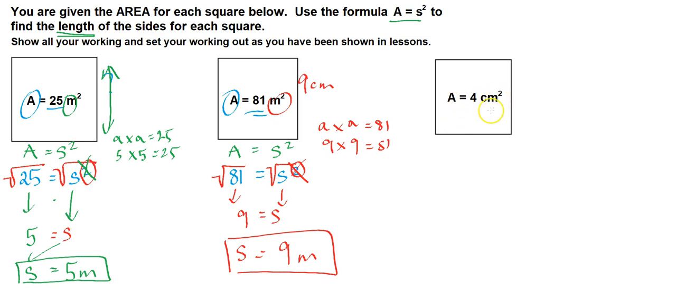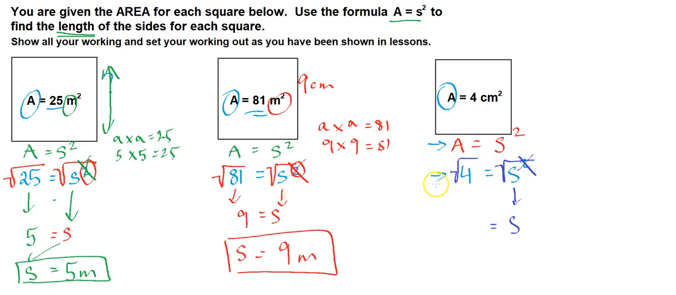Last one here, the area is 4 centimeters squared, so let's go through the same process. That's the formula we're using. I know what A is, so rewrite this formula with what I know. It's 4 centimeters squared, and I still don't know the side. I need to isolate the S so that I'm left with just S on this side. The opposite of squaring is the square root. That gets rid of that, and I'm left with S on this side. Got to do the same to the other side.